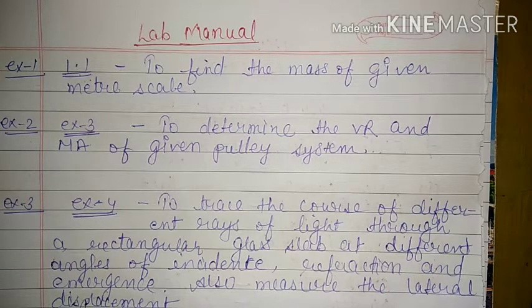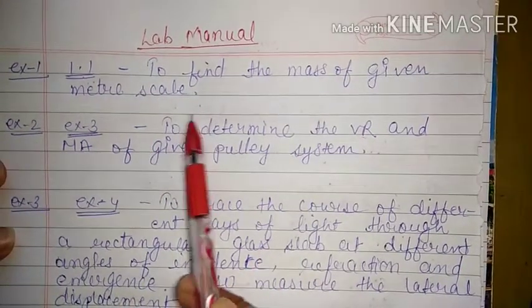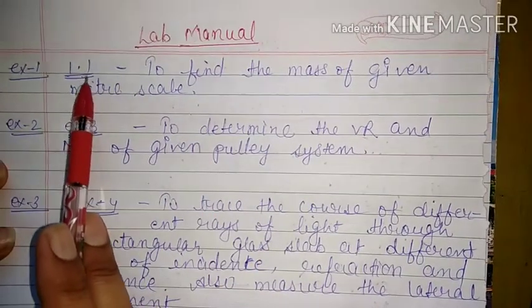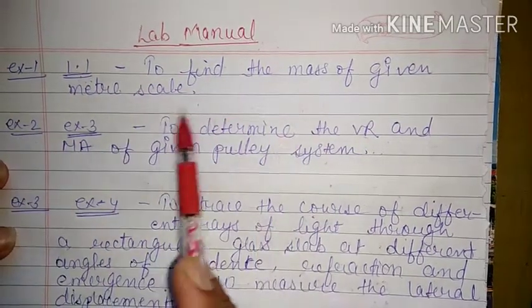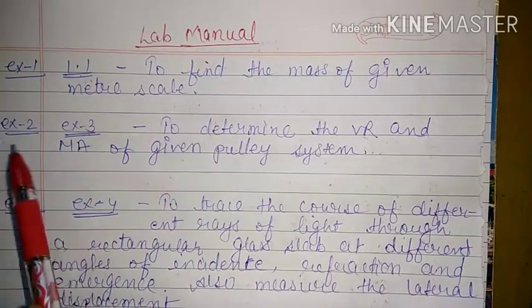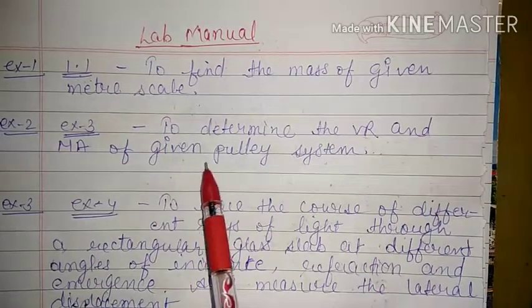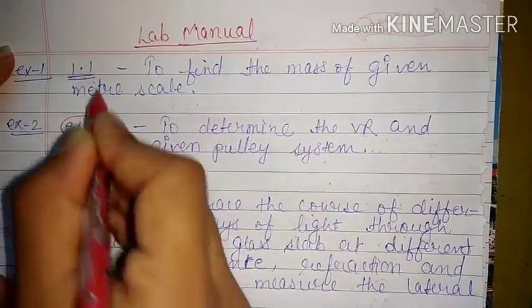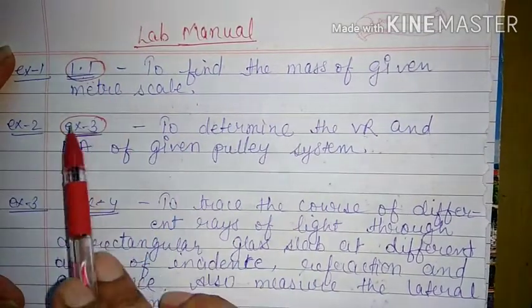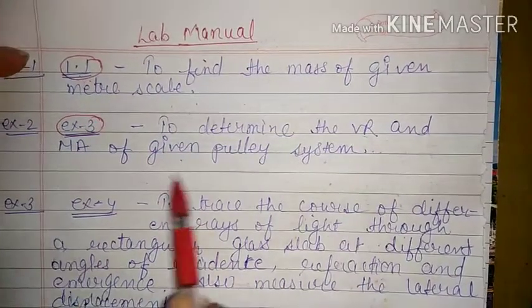So in the first experiment we will do its first part, that is 1.1, to find out the mass of the given meter scale. We will not mention experiment 1.1, we will mention experiment 1 and then write: to find the mass of the given meter scale. And our second experiment will be to determine the velocity ratio and mechanical advantage of the given pulley system, which is marked as experiment 3 in your lab manual. So you will mention experiment 2 and then this experiment, to determine the velocity ratio and mechanical advantage of the given pulley system.